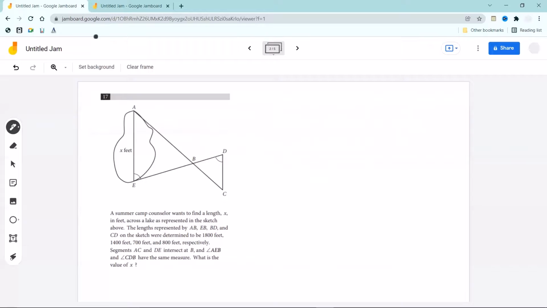So let's take a look at the information they gave us. They say a summer camp counselor wants to find a length x. We're trying to get AE here in feet across a length as represented in the sketch above. So the lengths are represented by AB, EB, BD, and CD. So there's these segments here. So AB is 1800. EB is 1400. Okay. BD is 700. Okay. And CD is 800.